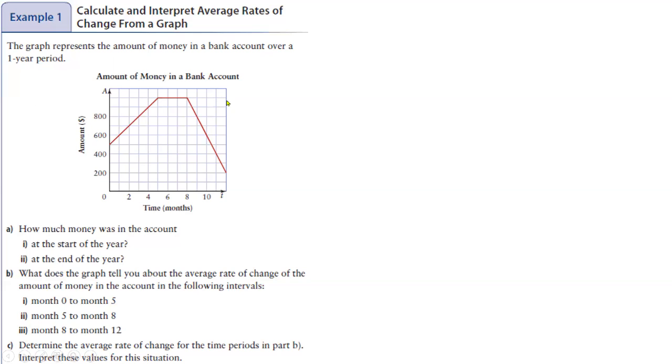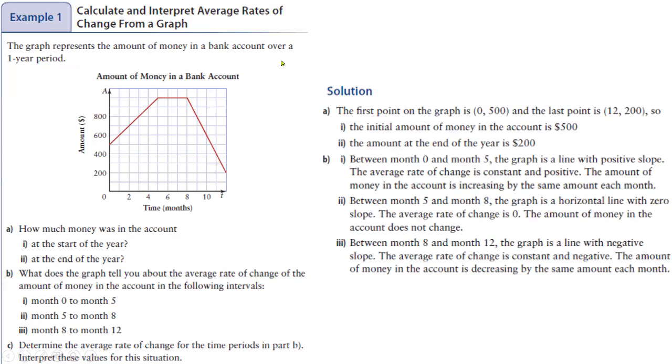All right, let's have a look at the solutions together. First question, how much was in the account at the start of this year and at the end of this year? So note here the first point on the graph is here, which is (0, 500), right? And the last point is here, which is (12, 200). So the initial amount of money is 500, and the amount at the end of this year is 200.